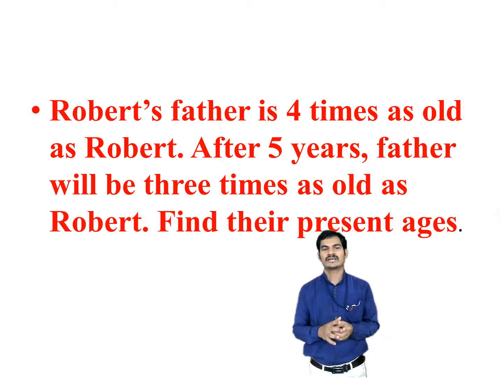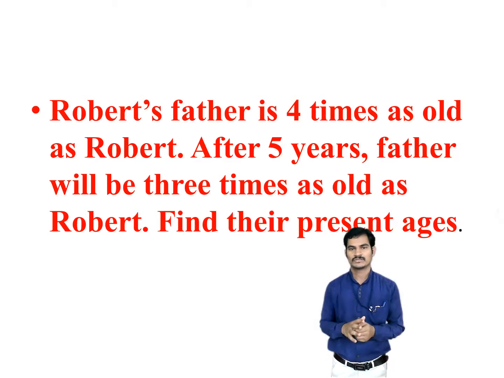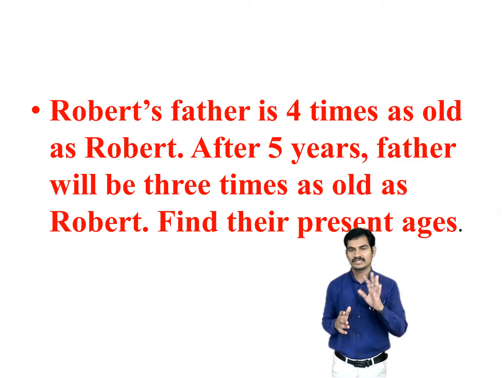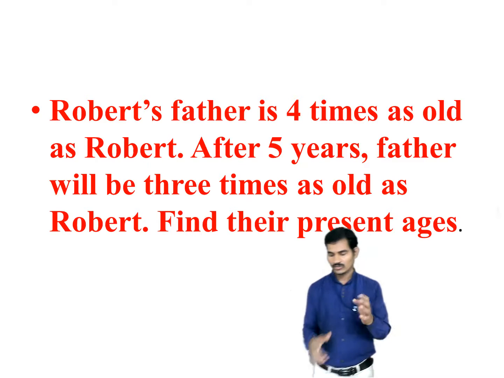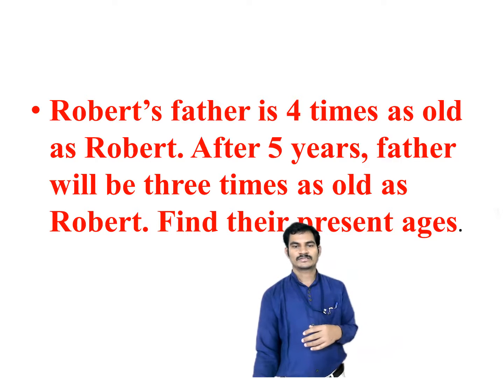Then as per the given condition, Robert's father's age will be 4 times. So Robert's father's age is 4 into X, means 4x years. Now come to the point. Next, what sentence is given? We will discuss in the solution part.